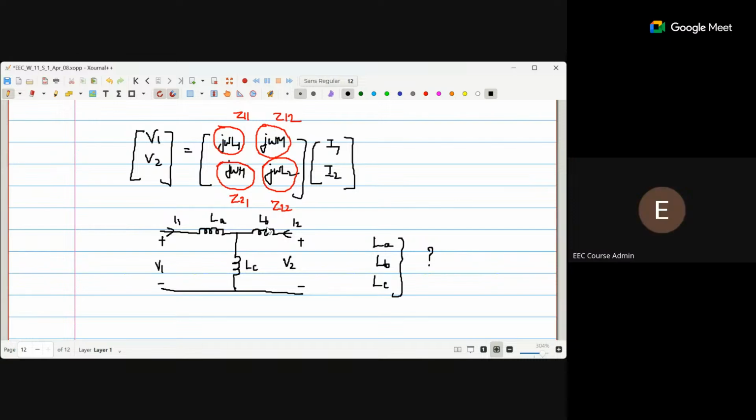But remember, this will be the case when M is positive, when the flux is additive. This L1 minus M for LA, L2 minus M for LB, and M for LC is the case for M positive. Okay. So if M is negative, then it just becomes minus j omega M. So for Z12, what do you get? Obviously the values will change: L1 plus M, L2 plus M, and minus M.